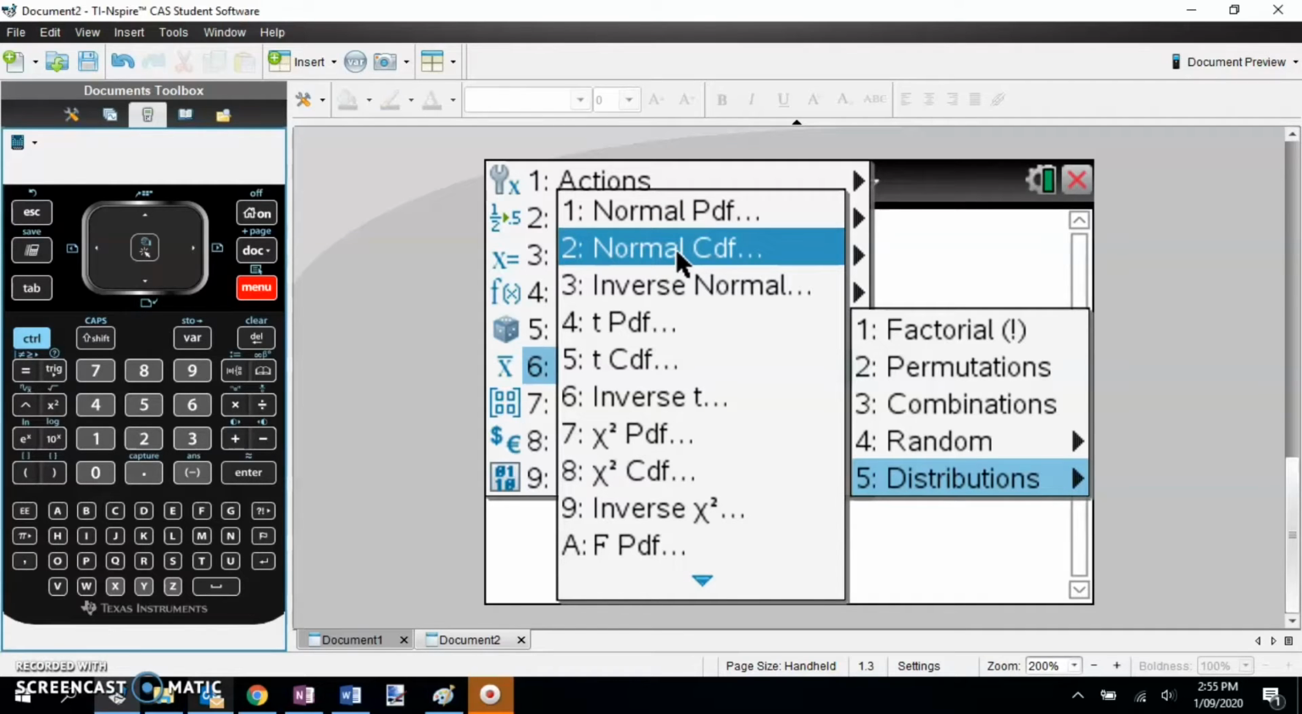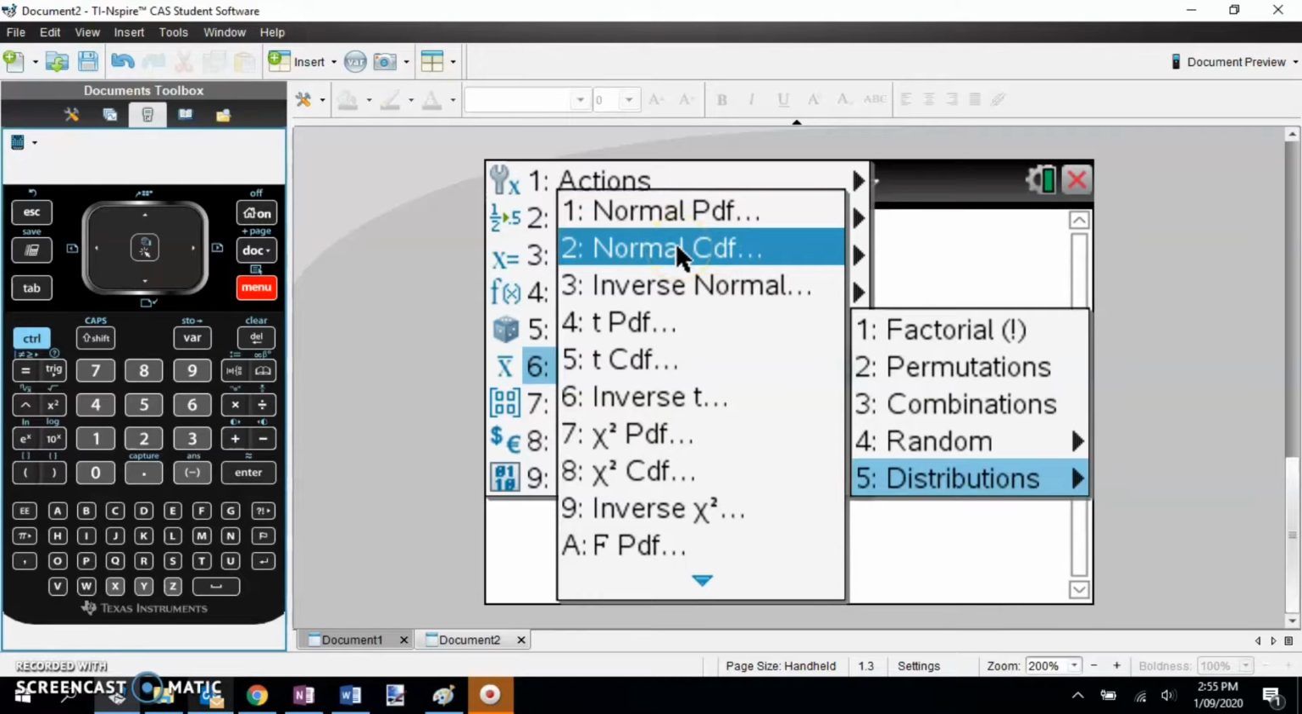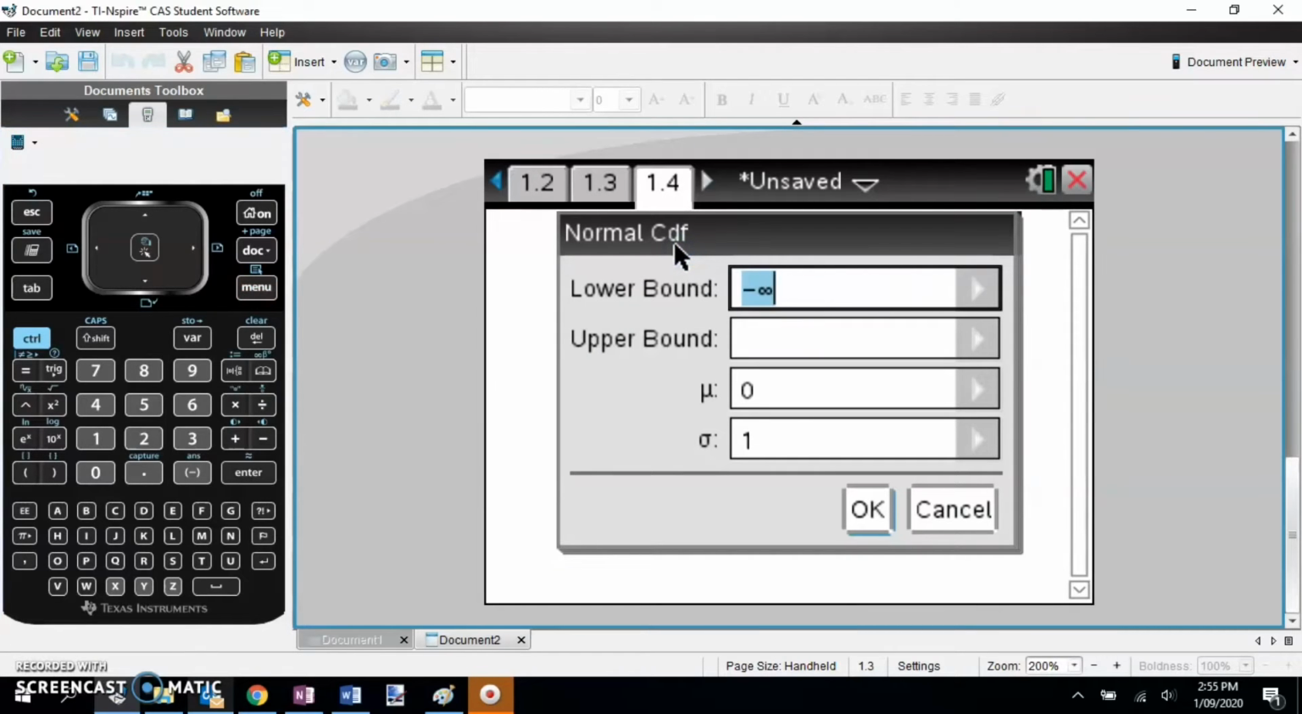Now we were after 207 and above, so that's not just a single reading, that's a span, so we're going to go to normal CDF. Now our lower bound, we wanted above 207, didn't we? So our lower bound is going to be 207, and there's no real cap on the top, is there? So it can go up to infinity. You can just write infinity in, and it'll work.